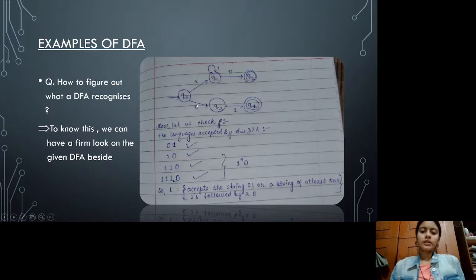Now combining, we can write that L, the language accepted by this DFA, is the string 01, or a string of at least one 1 followed by a 0. That is, at least one means any number of 1s can be there, but followed by a 0 at the end. Okay, so with this, we come to the end of the session.